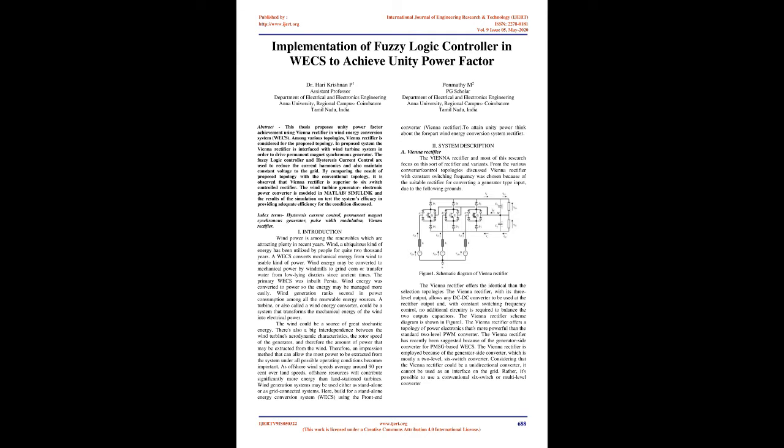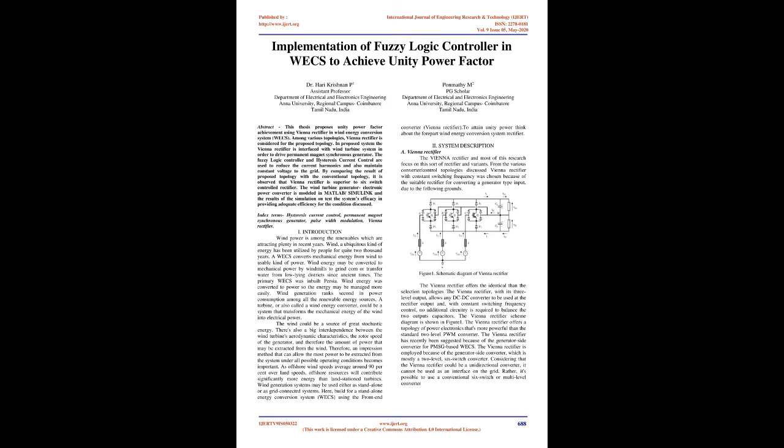2. System description. A. Vienna Rectifier. The Vienna Rectifier and most of this research focus on this sort of rectifier and variants. From the various converter/control topologies discussed, Vienna Rectifier with constant switching frequency was chosen because of the suitable rectifier for converting a generator type input.